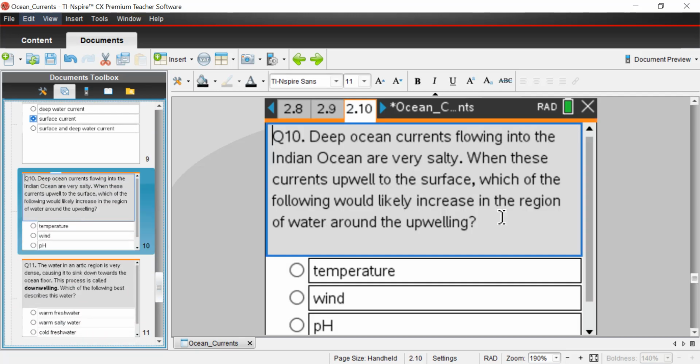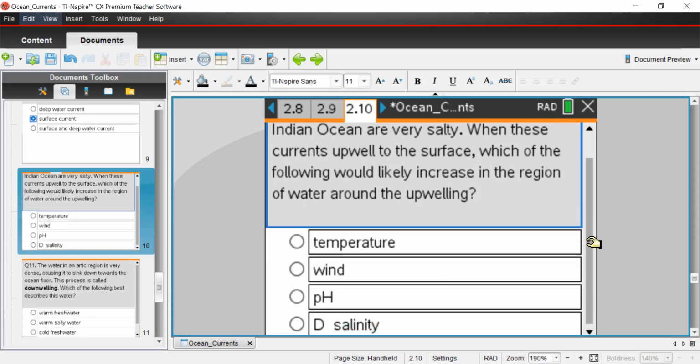So I think we could safely say that, of the following, what would likely increase in the region of water around the upwelling? Salinity is going to increase.